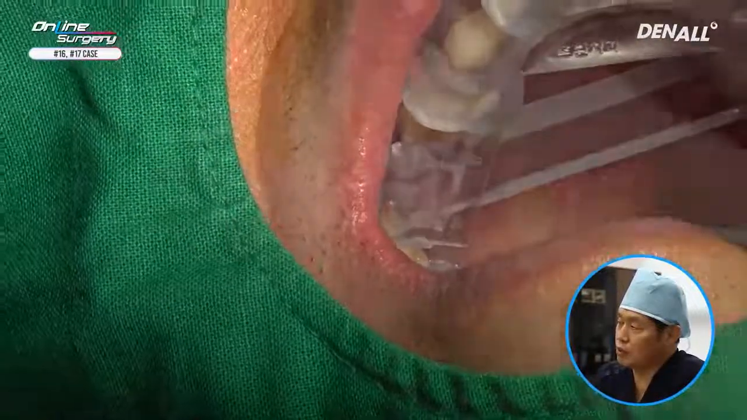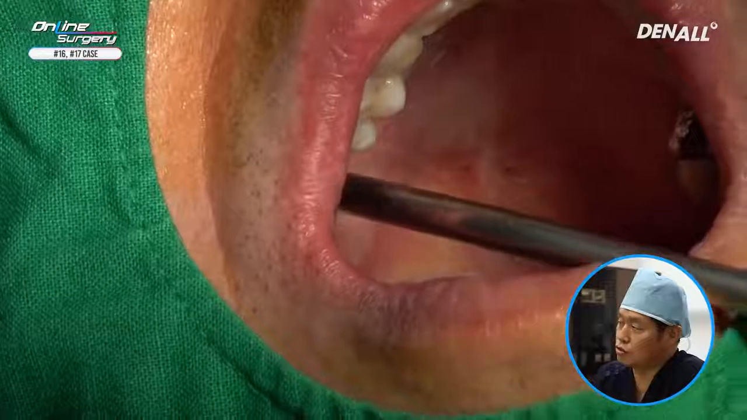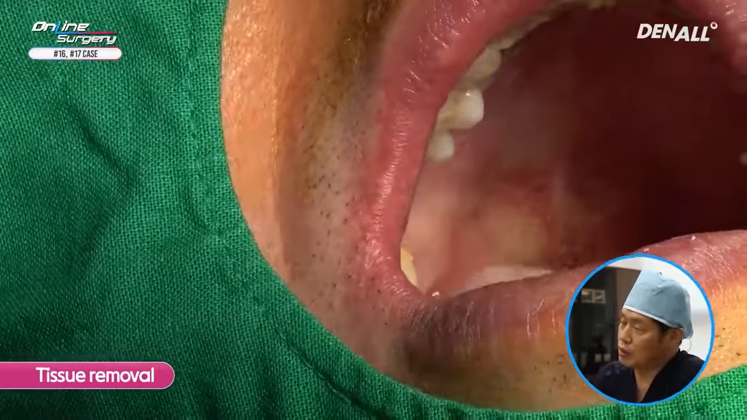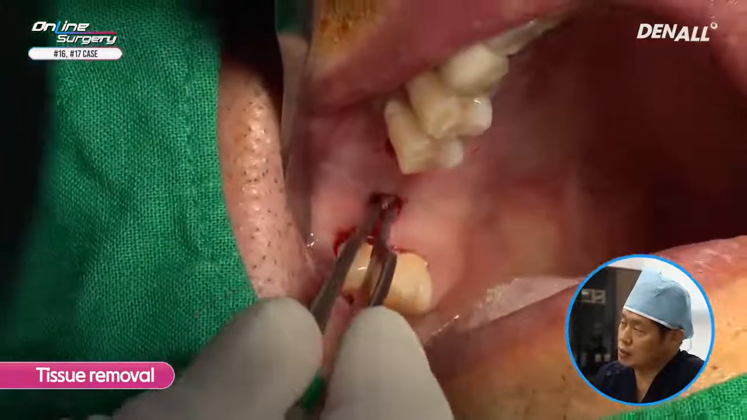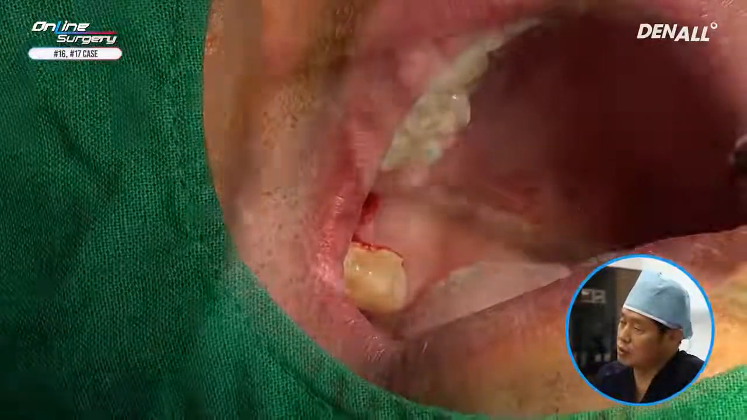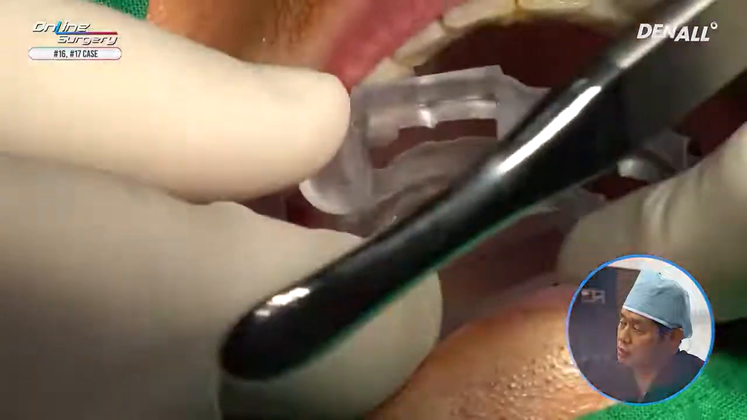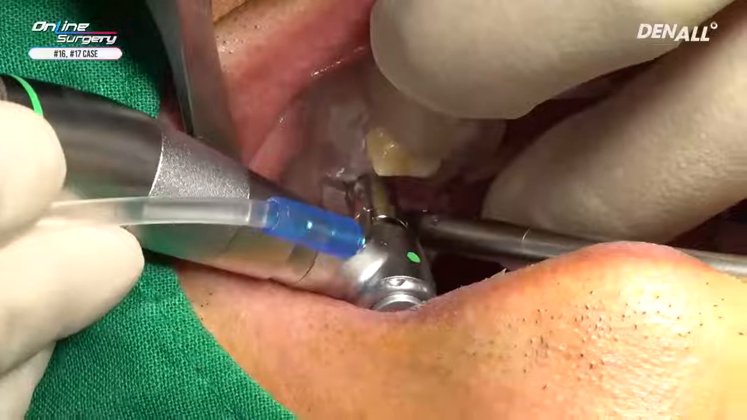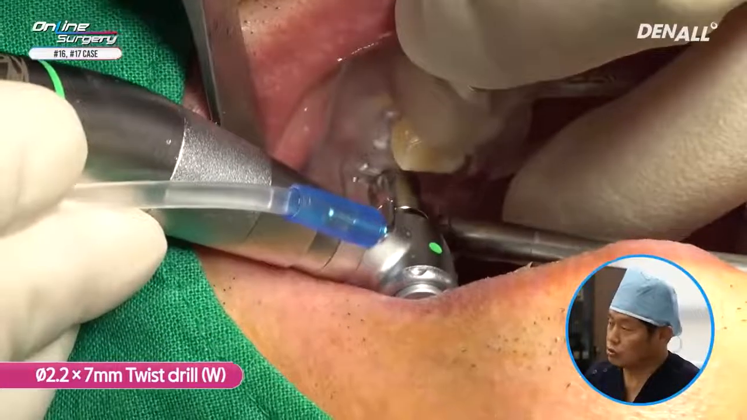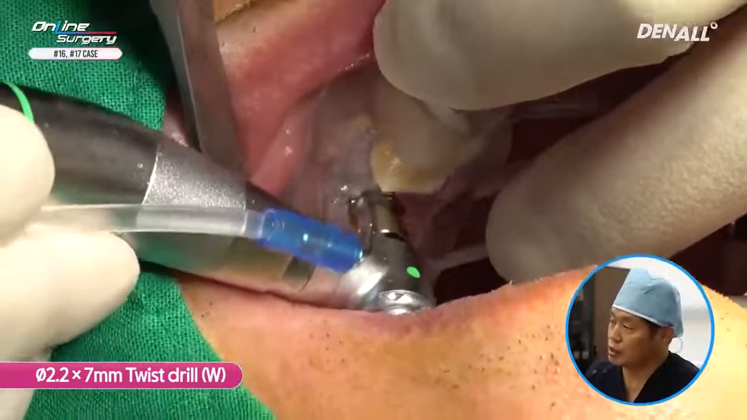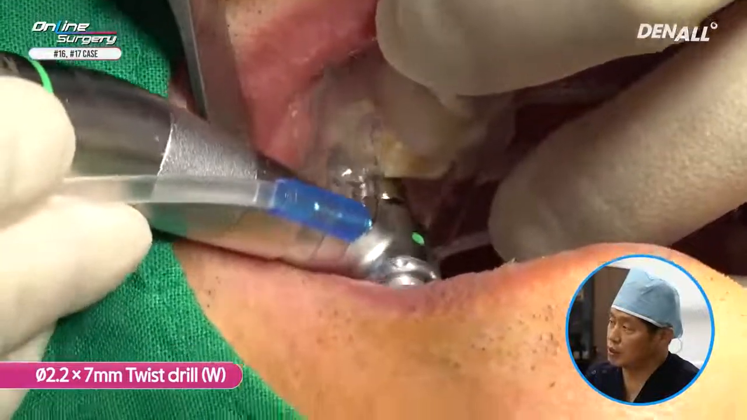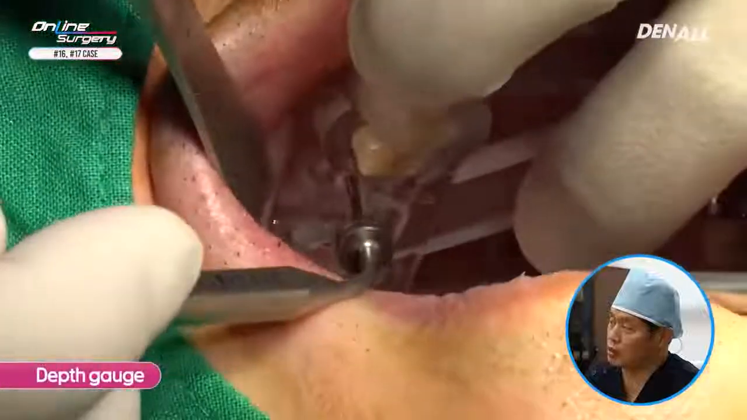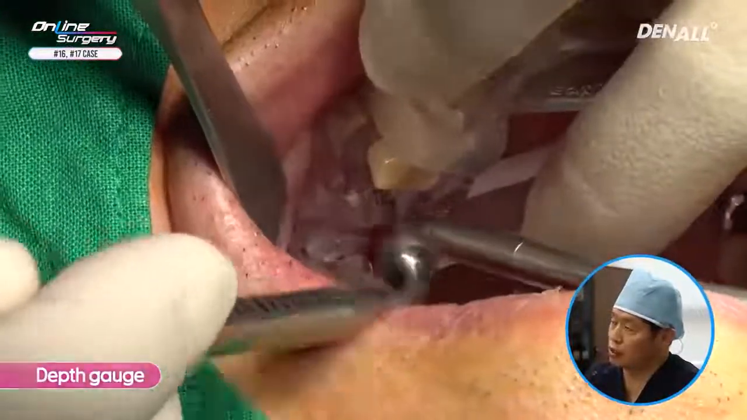After that, you can see that gingiva may not be removed thoroughly. Template was removed and tissue is removed. And after that, subsequent drilling is going to be done. Initial drill, 2.2 by 7 mm twisted drill was used. Even if the residual alveolar bone is more than 7 mm, for initial drill, you need to use a 7 mm drill.